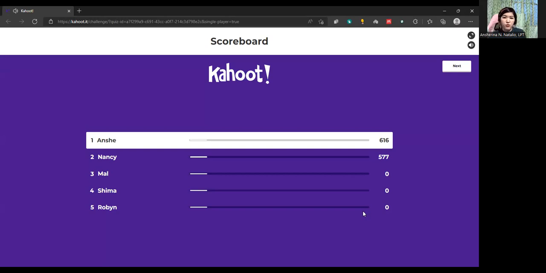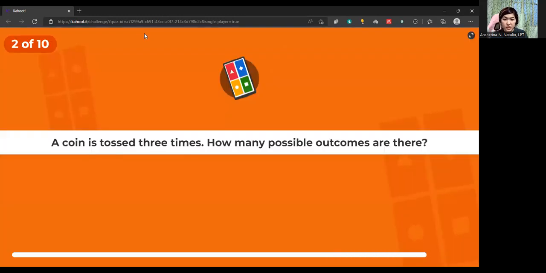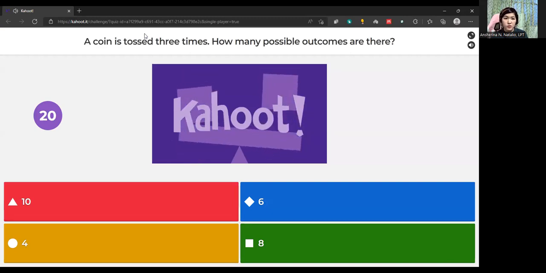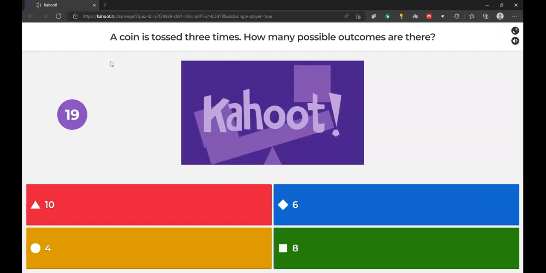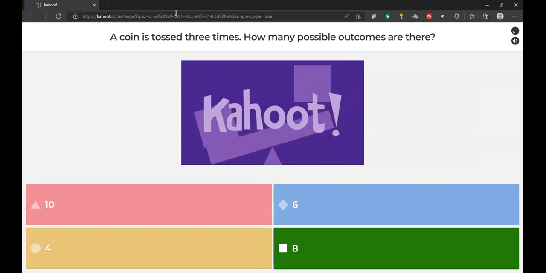Okay. Medyo nangunguna ako. Okay, sige. Let's take a look at the next one. Question number 2. A coin is tossed 3 times. How many possible outcomes are there? A coin is tossed 3 times, tatlong beses. So, I think the answer here is, baka iniisip ng iba 2 plus 2 plus 2. No, the answer is, okay, bakit?